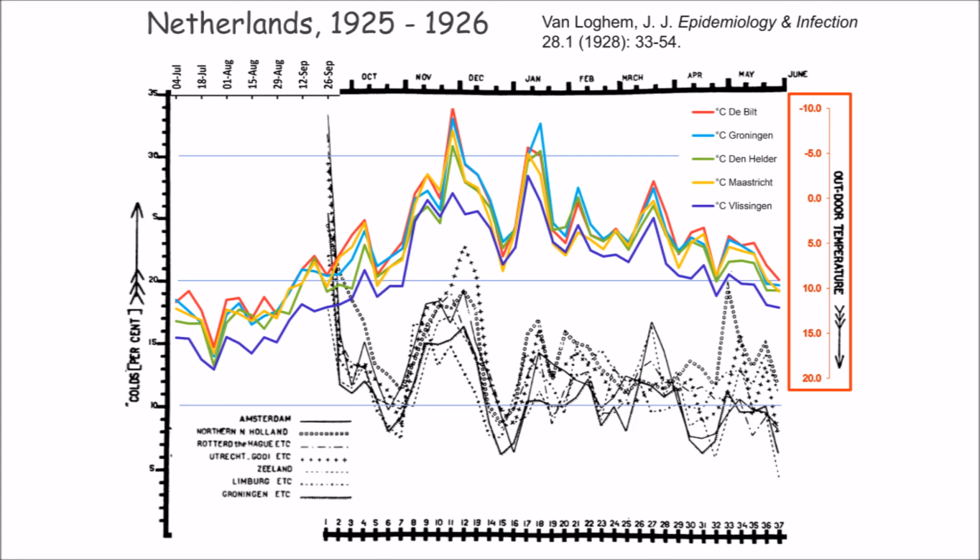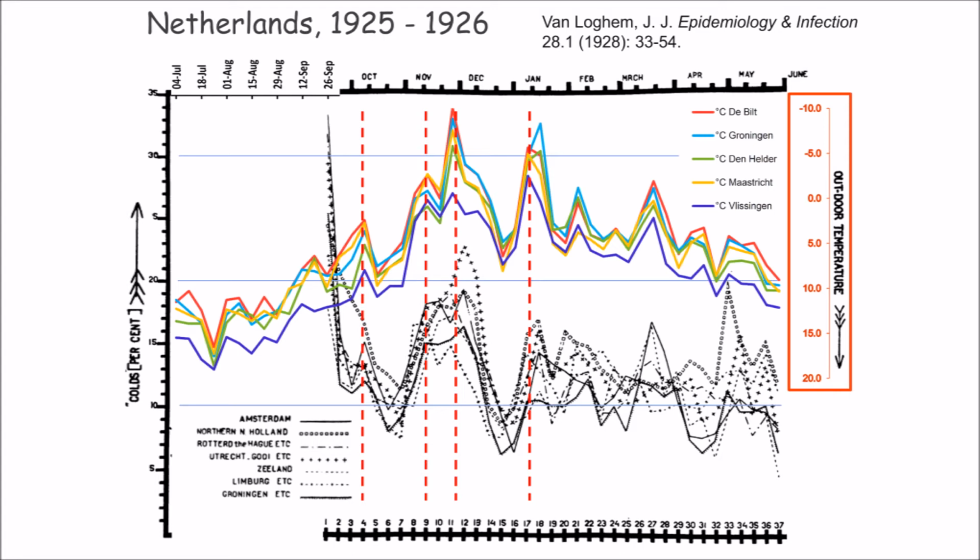I've added in the coloured lines, and they show the temperatures reported by 5 weather stations in the Netherlands at that time. Again, I've plotted high temperature at the bottom of the graph and low temperature at the top. And what you can see is this extraordinary synchronization between the number of people who have colds and flu and temperature. So every time the temperature drops, the number of people with colds and flu rapidly increases.